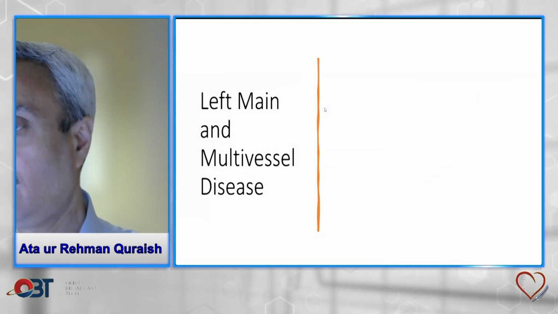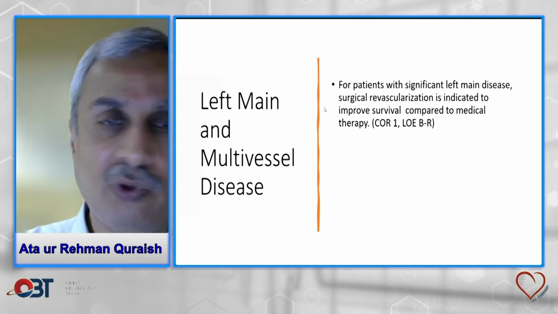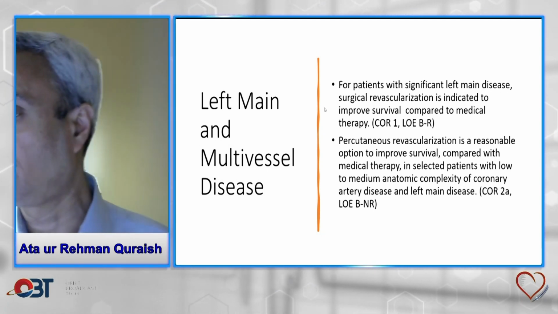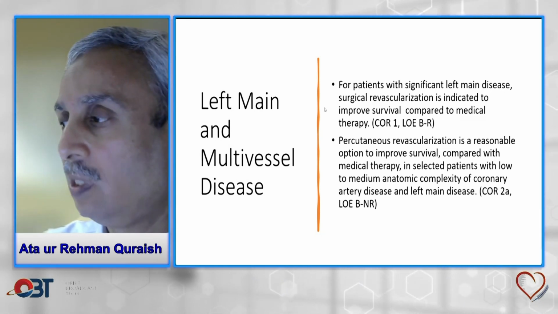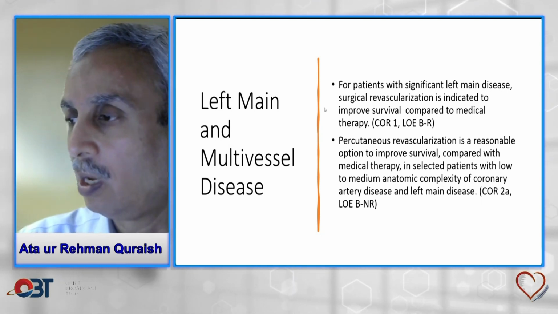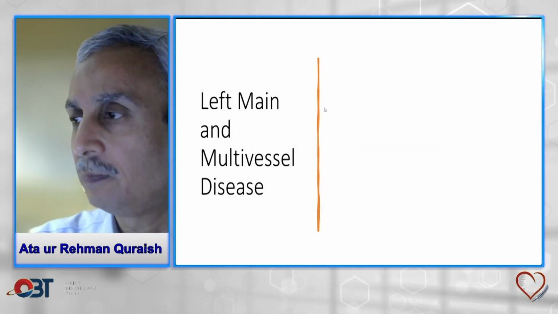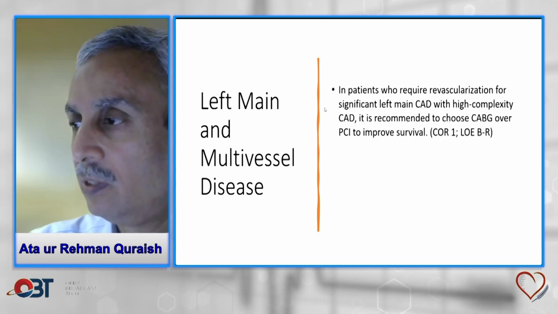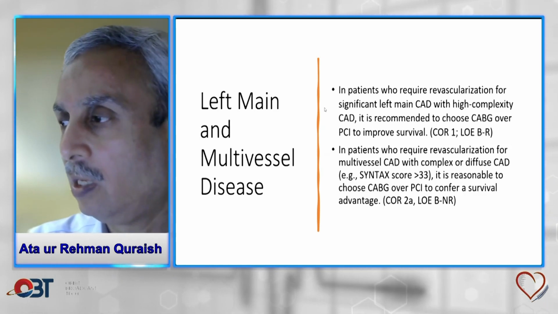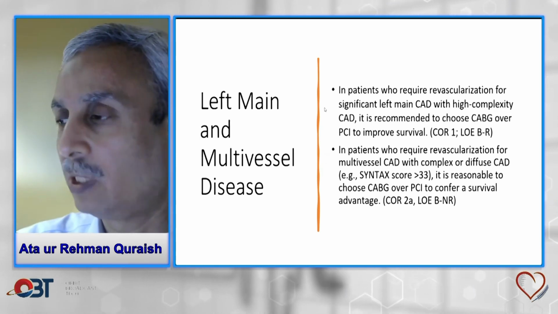When you look at left main disease and multivessel disease, the guidelines suggest that in patients with significant left main disease, surgical revascularization improves outcomes with a high class of recommendation and good level of evidence. PCI is reasonable in patients with left main disease, but the class of recommendation is 2A, for medium complexity, not complex disease. When it comes to complex disease, bypass surgery should be chosen over PCI to improve survival. And in patients who require multivessel revascularization with a higher SYNTAX score, it is reasonable to choose bypass over PCI.